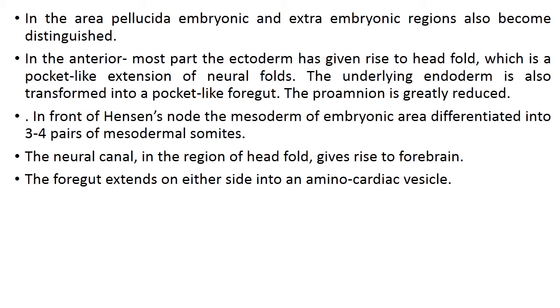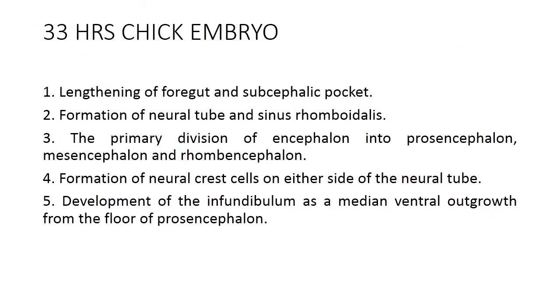In front of Hensen's node, the mesoderm of the embryonic area is differentiated into 4 pairs of mesodermal somites. The neural canal in the region of head fold has given rise to forebrain. The foregut extends on either side into an amniocardiac vesicle. Growth proceeds and reaches the 33 hours chick embryo, with lengthening of foregut and subcephalic pocket, formation of neural tube and sinus rhomboidalis. The primary division of encephalon into prosencephalon, mesencephalon and rhombencephalon takes place at 33 hours of development.